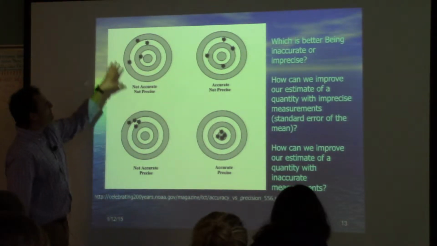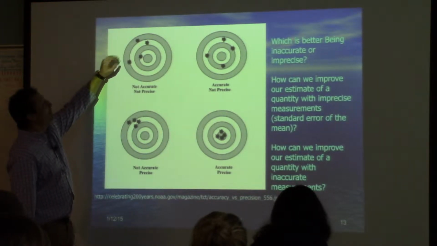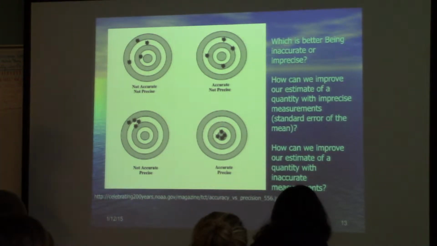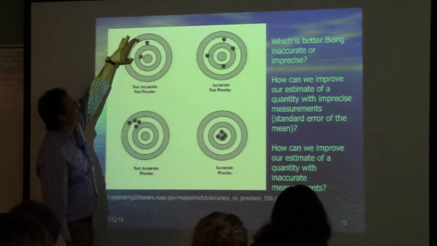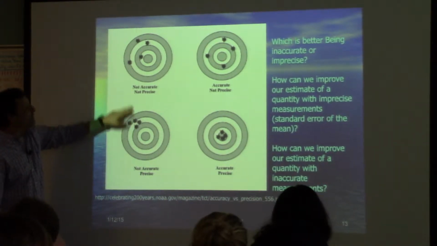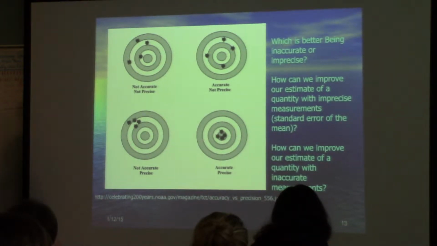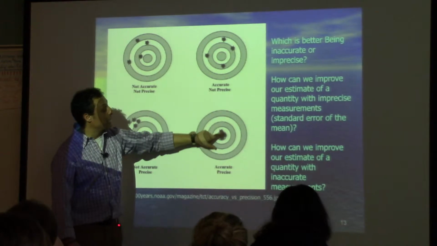So this is not accurate and not precise. I have a shotgun of a target where I shot both off the center and they're far away from each other. But this is much more dangerous than this one, because here I get measurements that are repeatable. So I have a strong sense that I'm getting very good measurements. But no, I'm quite off from the center. This is your ideal situation. You want to be accurate and precise.